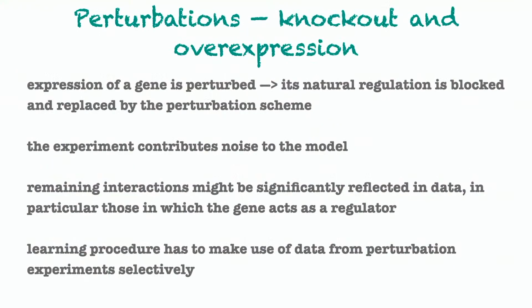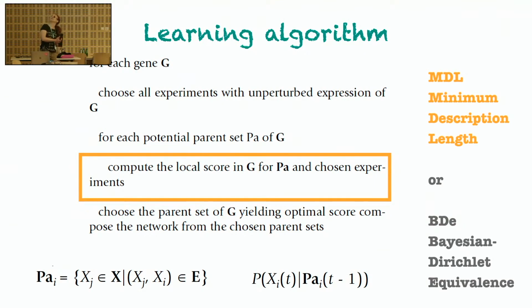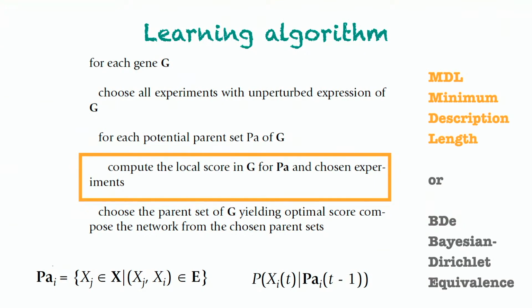Okay, the problem with these perturbation experiments is that when the expression of one gene is perturbed, it of course influences the whole system. And we have to look at the data carefully. When some genes are perturbed, we have to use the data selectively, simply. But the learning algorithm is in fact very, very simple here.